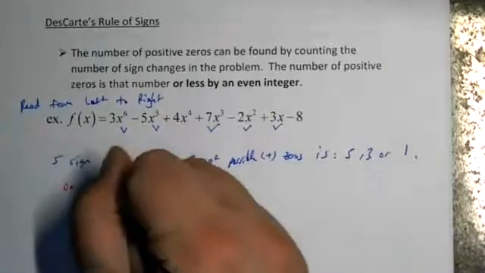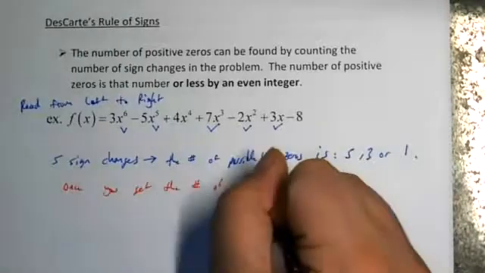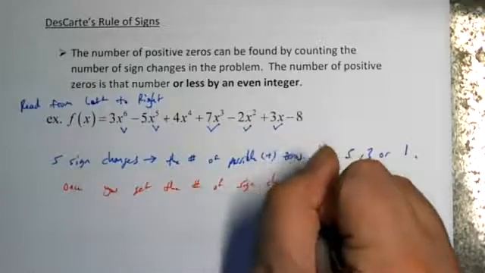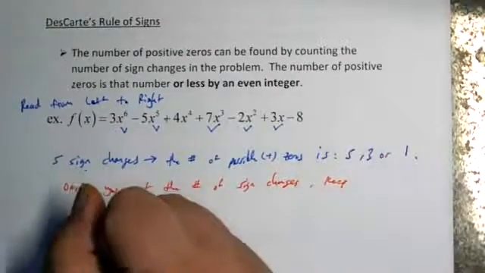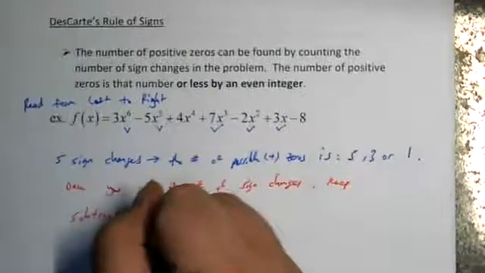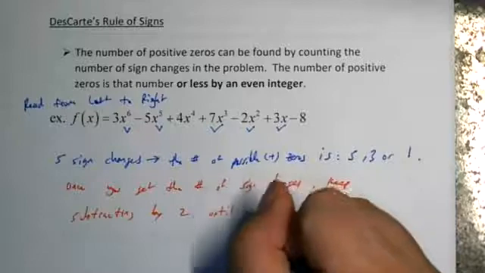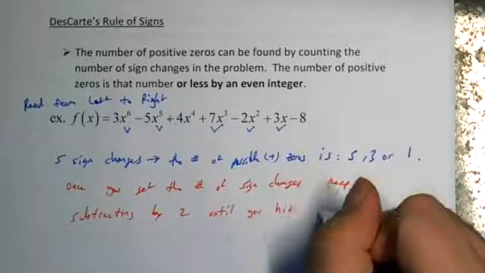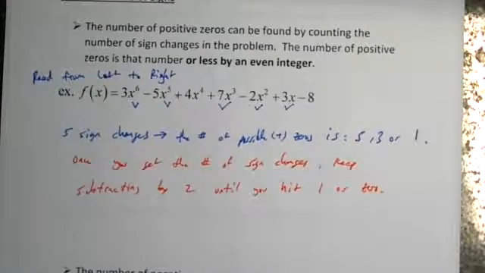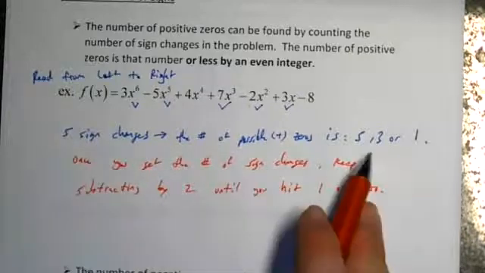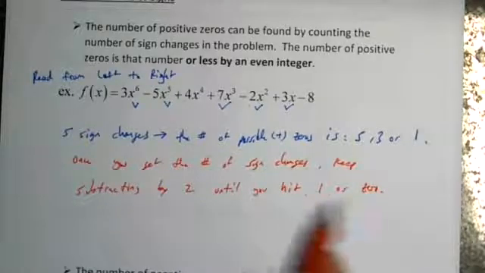So once you get the number of sign changes, what you're going to do is you're going to keep subtracting by 2 until you hit 1 or 0. Then you stop. So 5, subtract by 2, you get 3. Subtract by 2, you get 1. Stop. You keep going until you hit a 0 or 1. Then you stop.